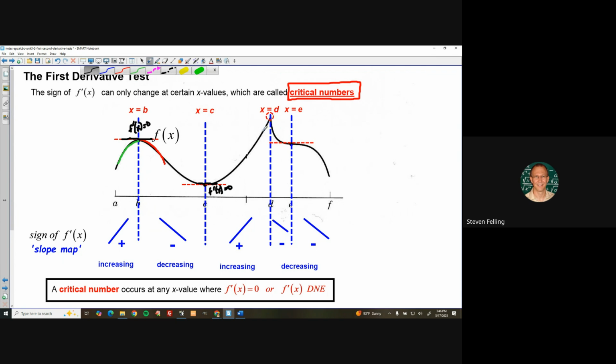Also, we could have something like this. Now, this particular sort of thing is called a cusp, or sometimes referred to as a corner. A corner is more when we have a change like this. And if you have two things that come to a point, typically that is called a cusp.